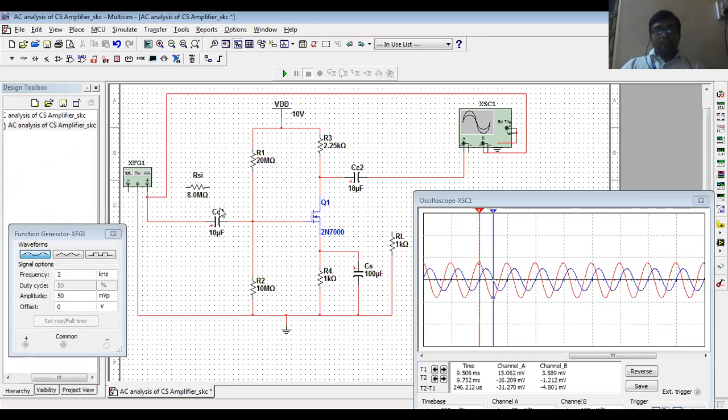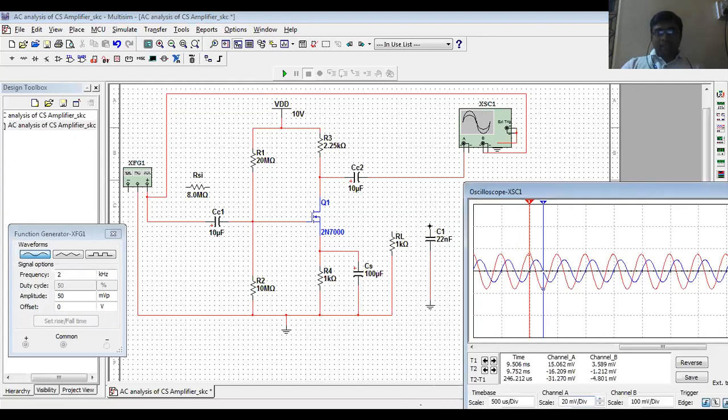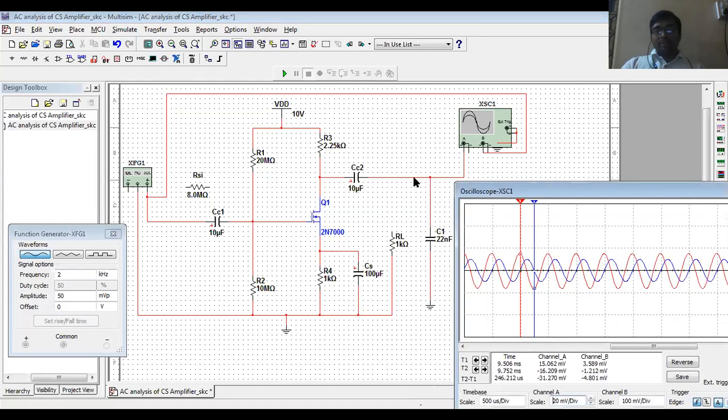In a similar fashion, this is one of the observations for the frequency response. For the lower cutoff frequency, we have seen that. Now, one example we have to take is for the upper cutoff frequency, and we have to connect this shunting capacitor, 22 nanofarad. So when we connect this, we have to see what change comes to the upper cutoff frequency area.